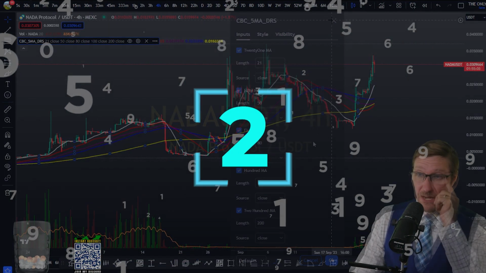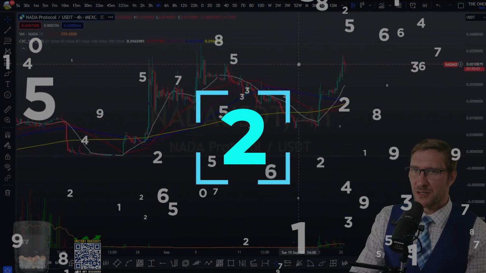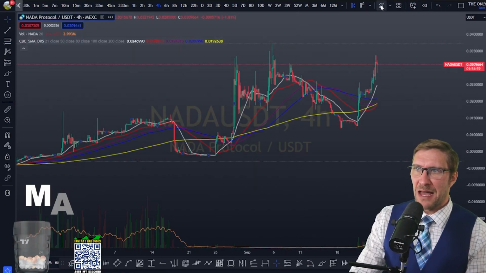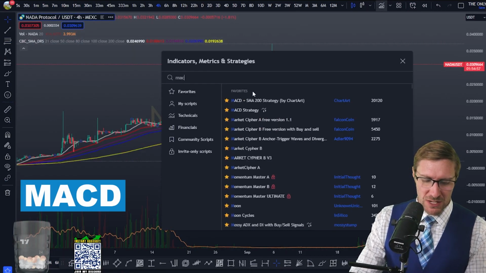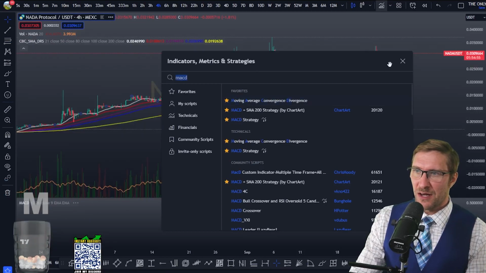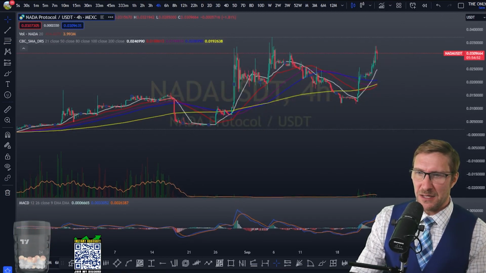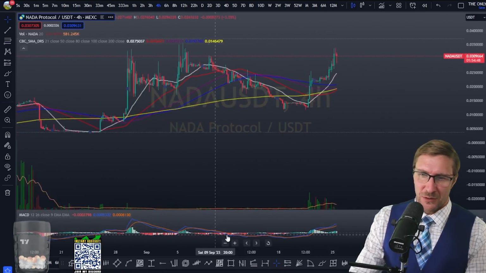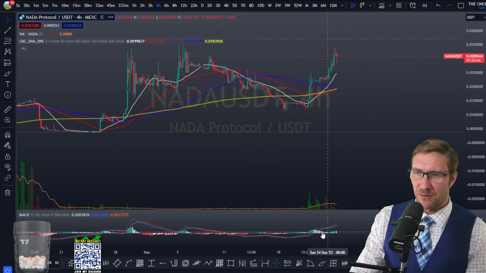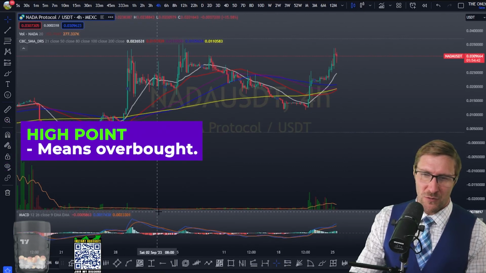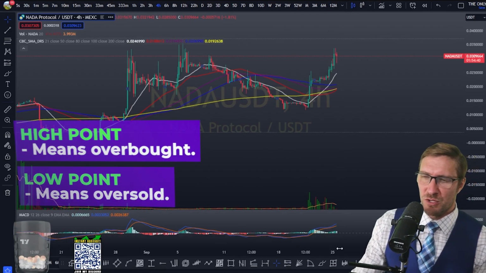Secondly, what I'm going to be adding to the chart is a MACD. The next thing I do is type in MACD. I don't do anything to it; I use the default MACD. MACD is the second indicator which I use. It comes with three things: a red line, a blue line, and a histogram in the middle, and it goes up or down. If it gets to the high point, it's definitely overbought. When it gets down to these low points, it's oversold.